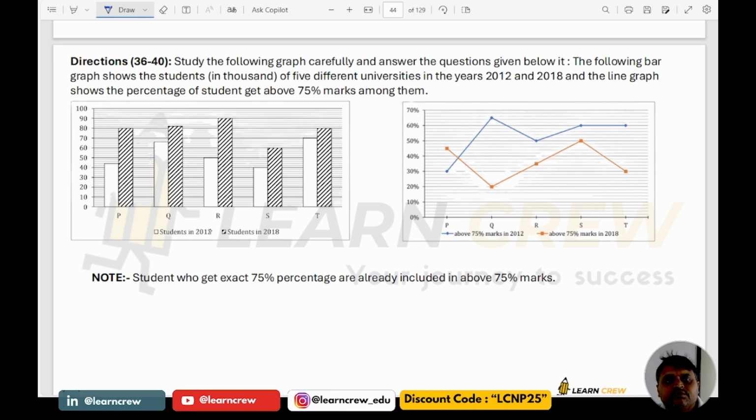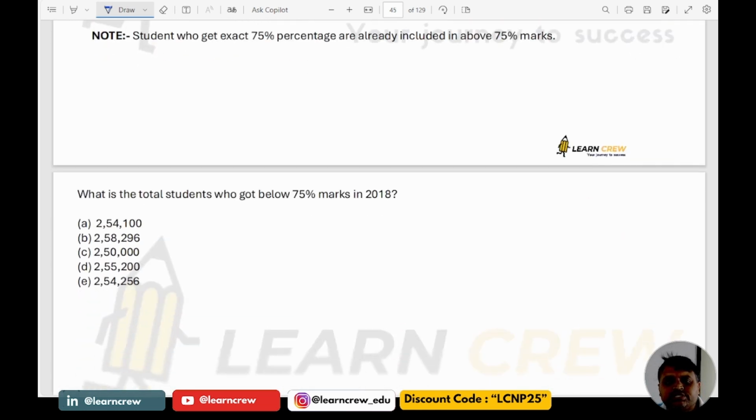One is the bar chart, the other is a line graph. The bar graph shows the students of 5 different universities in the years 2012 and 2018, and the line graph shows the percentage of students who got above 75% marks among them. Students who got exactly 70% are already included above 70% marks. Now let us see the questions here.